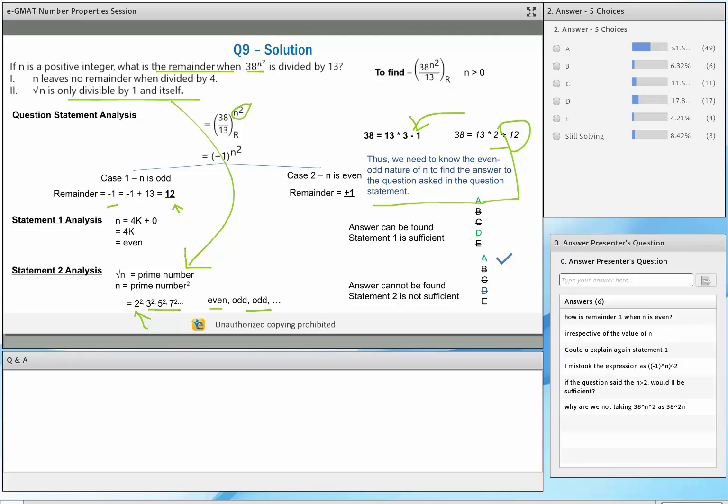How is the remainder 1 when n is even? Because minus 1 raised to an even power is 1.